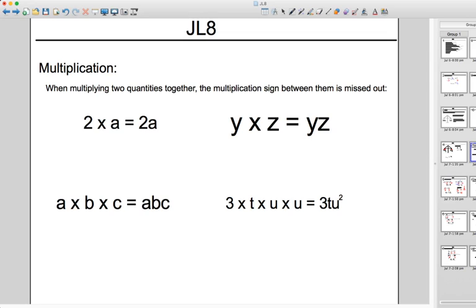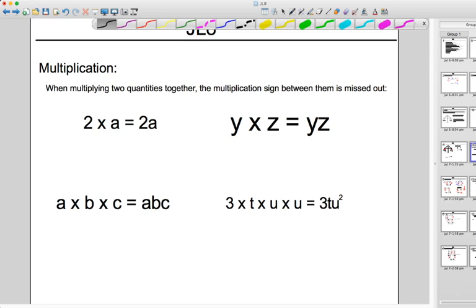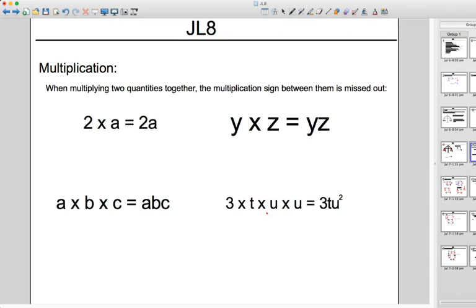Okay? Because if you remember from the powers, when you multiply a letter together, the number of times you multiply it together will change the power of that letter. Okay, so if it was 3 u's, you would have u cubed. But instead of spelling out all the multiplies, it's just 3tu squared.